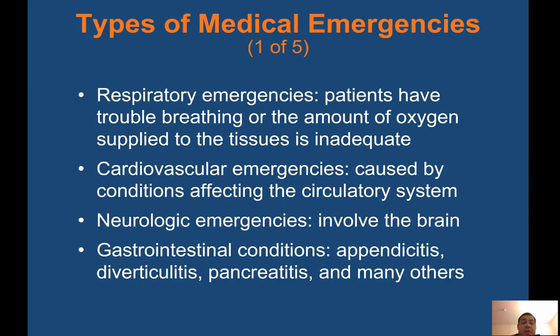So types of medical emergencies. Respiratory emergencies, patients have trouble breathing or the amount of oxygen supplied to the tissues is inadequate. So such as COPD, that's a respiratory emergency, or asthma. Cardiovascular emergencies caused by conditions affecting the circulatory system. Neurological emergencies involve the brain, such as a stroke or TIA.